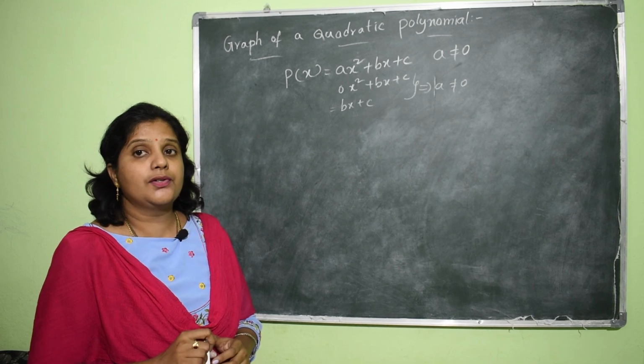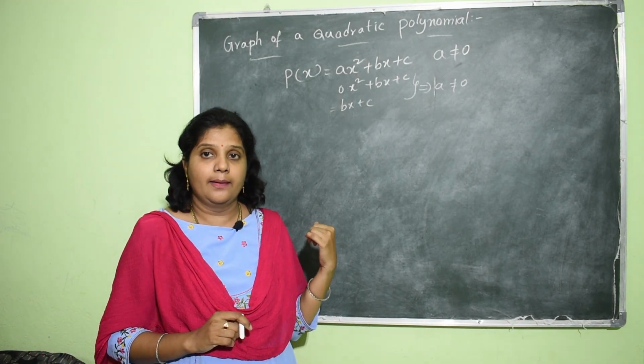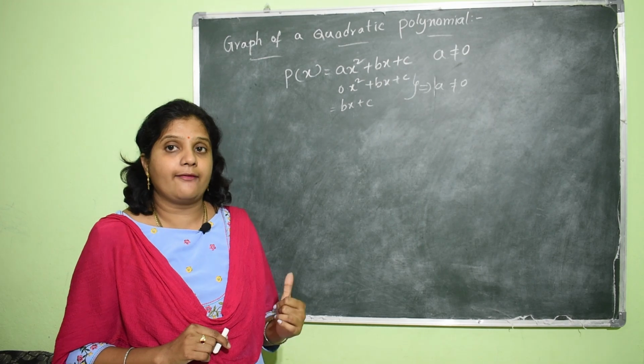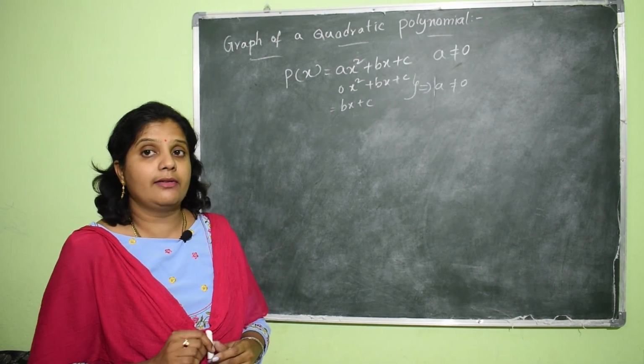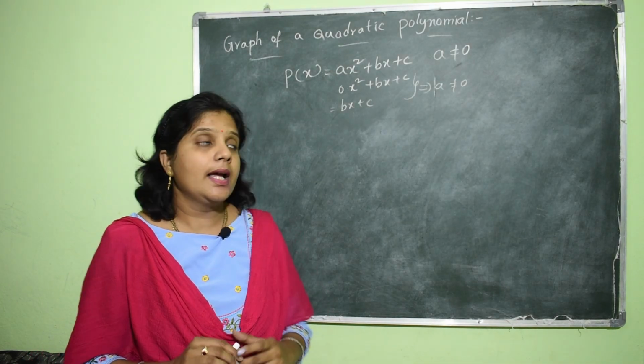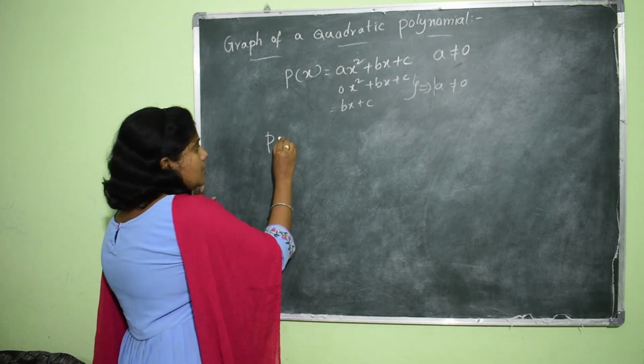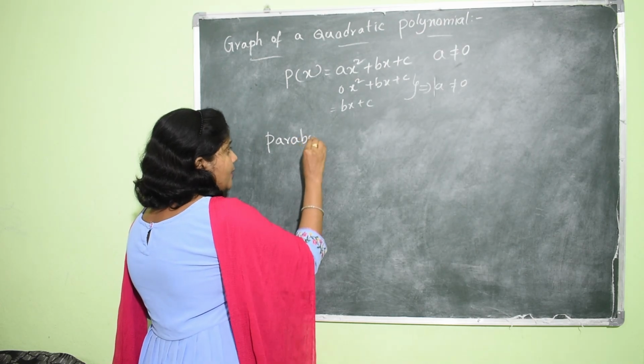So now we are going to draw the graph of a quadratic polynomial. How will the graph of a quadratic polynomial look? It looks like a parabola.